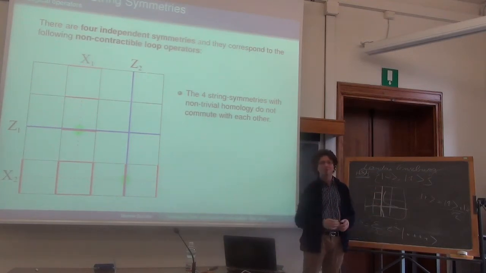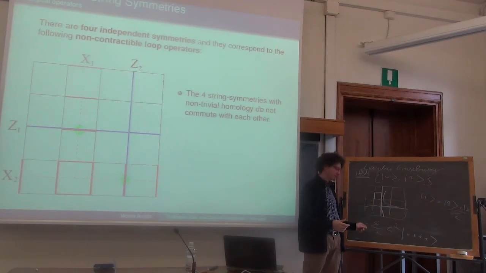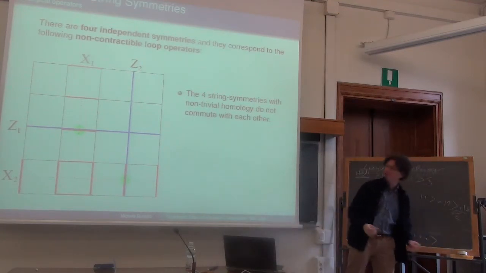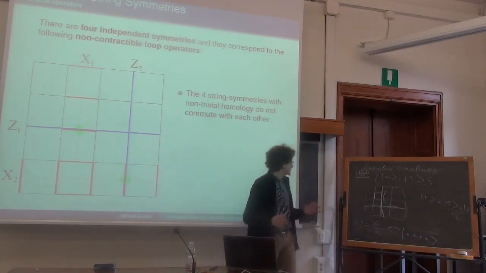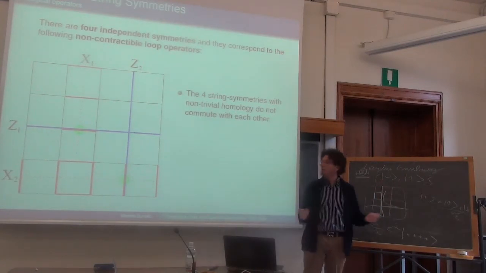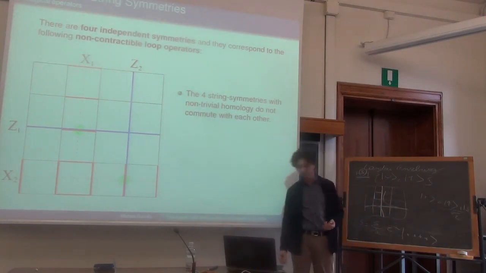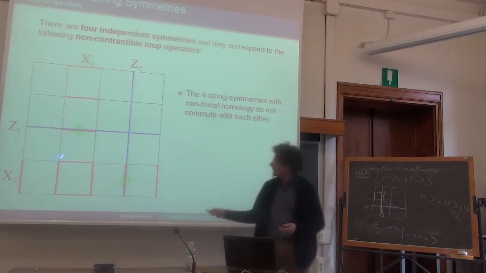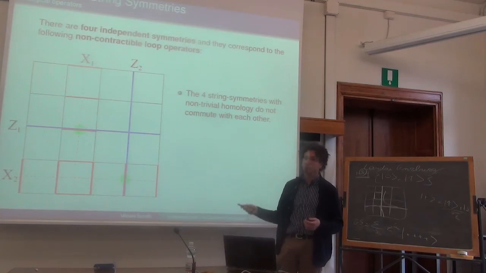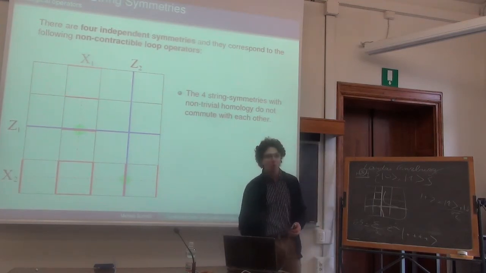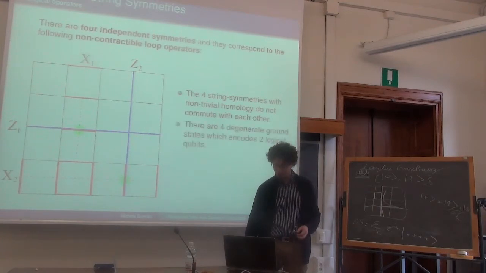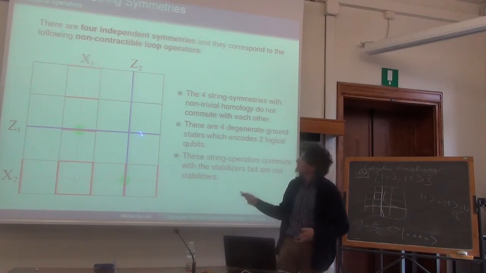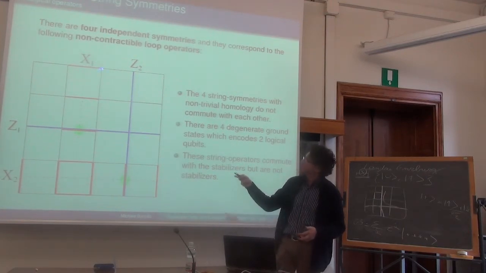So we can discuss it later if you're more interested in the structure of the ground states, but I just want you to know that there are these four ground states and they may be labeled by these string symmetries. Actually, you may label them through Z1 and Z2, and you may change their value by applying X1 or X2.